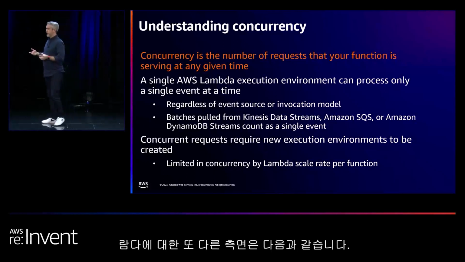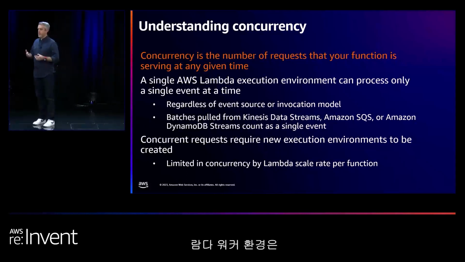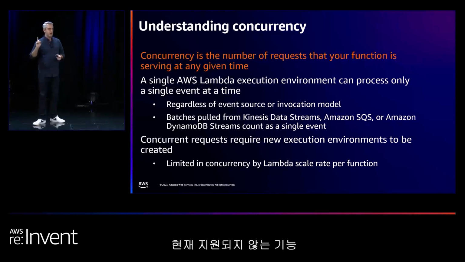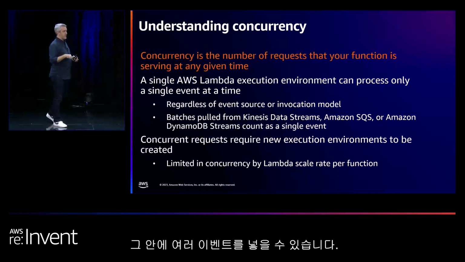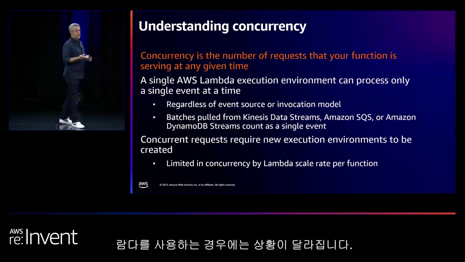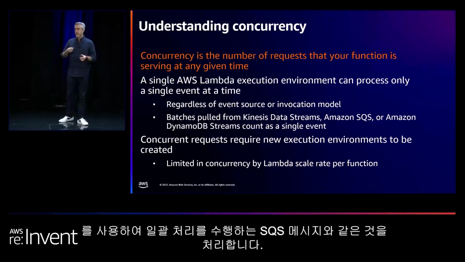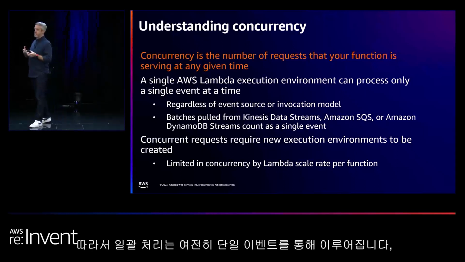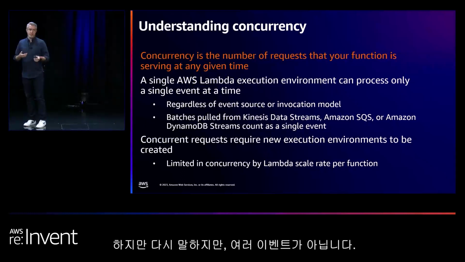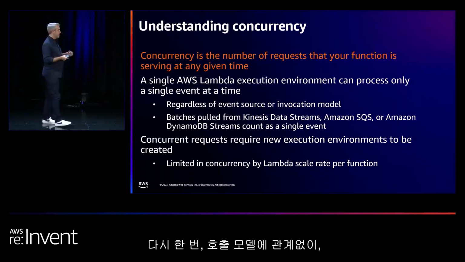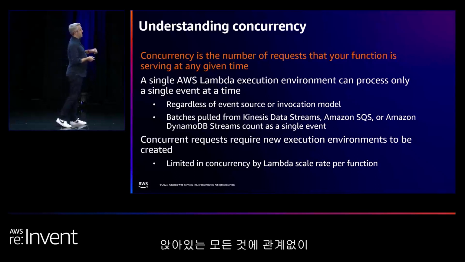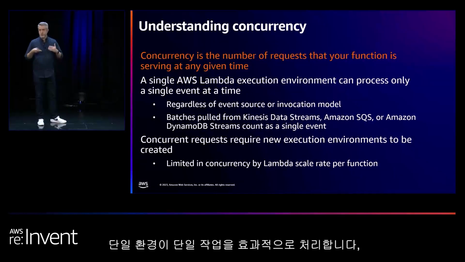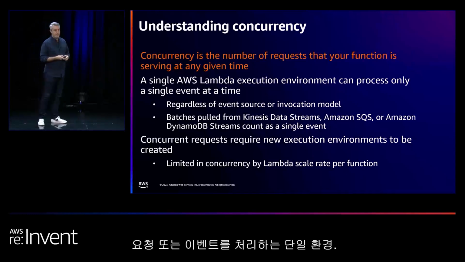One of the other aspects here about Lambda is that a Lambda worker environment or execution environment can only process a single event at a time, right? We do not today support the ability for you to have multiple events inside of that. Now, this is different if you're using Lambda to process things like SQS messages where we do batching, right? So batching still comes through a single event, but again, it's not multiple events and individual messages. So again, regardless of invocation model, regardless of everything that might be sitting in front of it, you do have a single environment processing effectively a single request or event at any point in time.